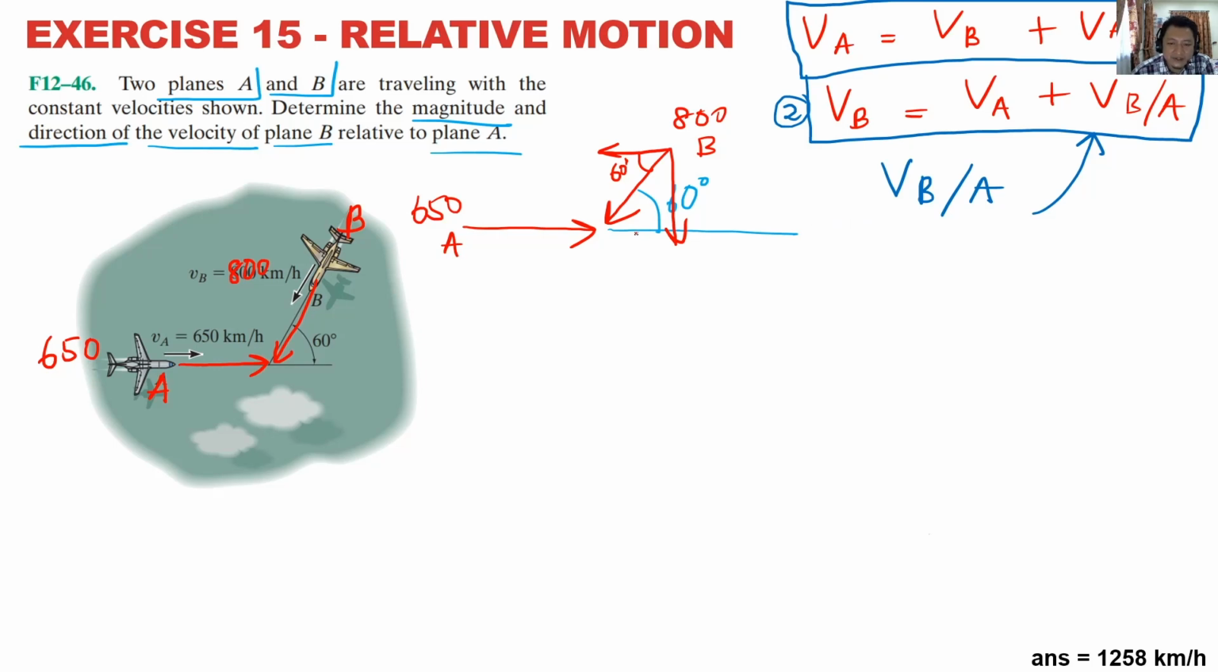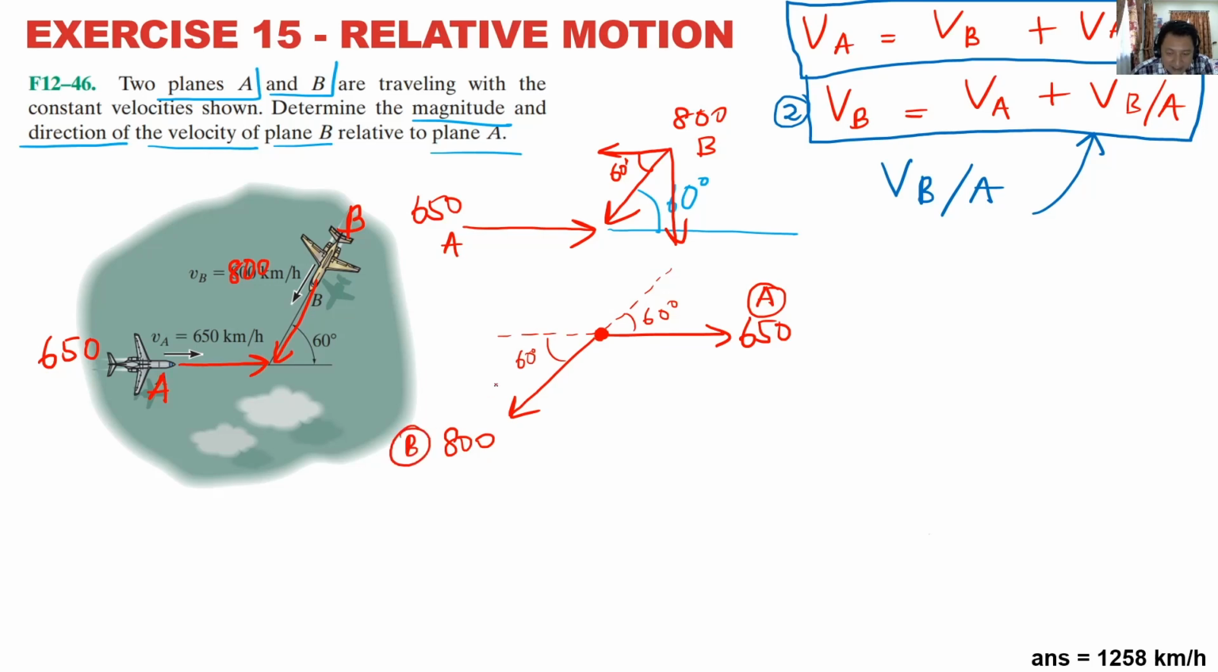If you are not comfortable, this is the 650 like this, and this is 800. If you are not comfortable, 60 is like this car. This is 60. Like that. Okay, what is this? This is A.